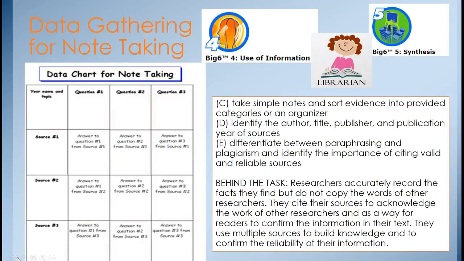So part of the writing process is note taking, and how to take simple notes and organize them in a different way. I've given you one that I found, a data chart for note taking. There are just lots of different ways for them to do that. I think note cards are a little bit too hard for kids to do. So I used to just take a piece of paper and divide it into 6 or 7 different blocks.